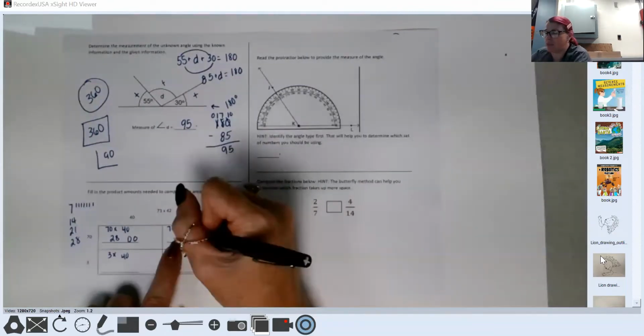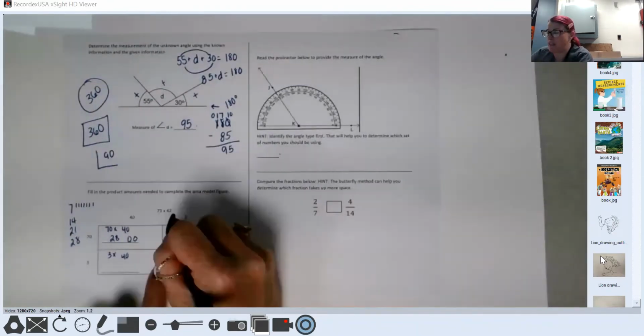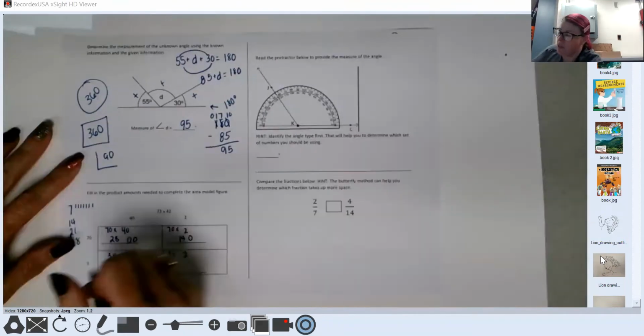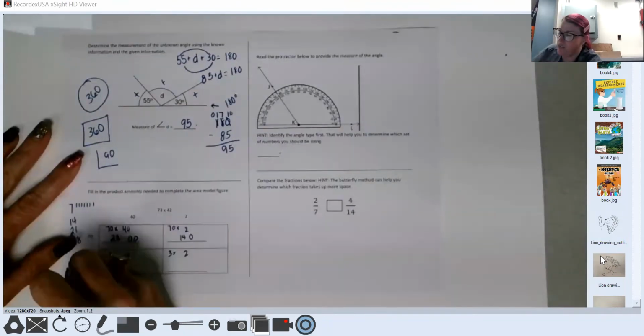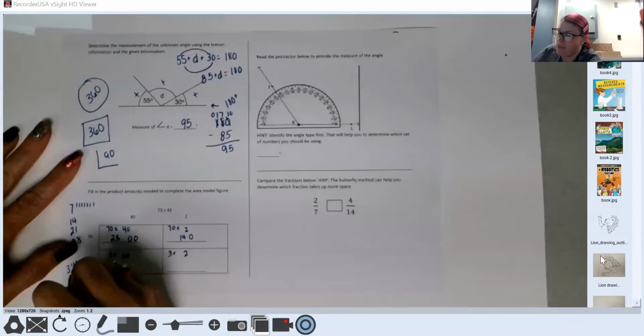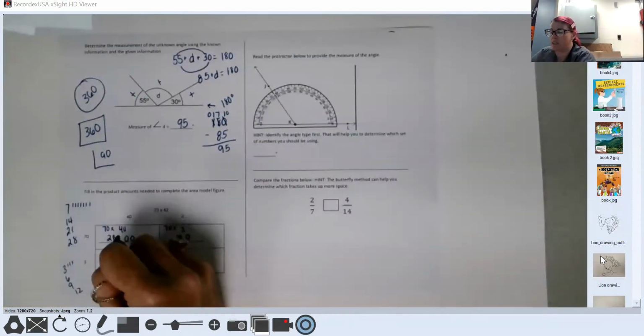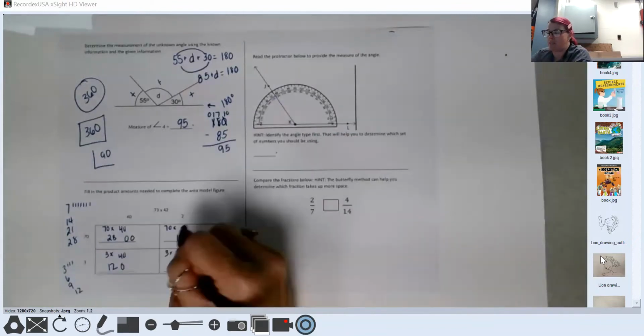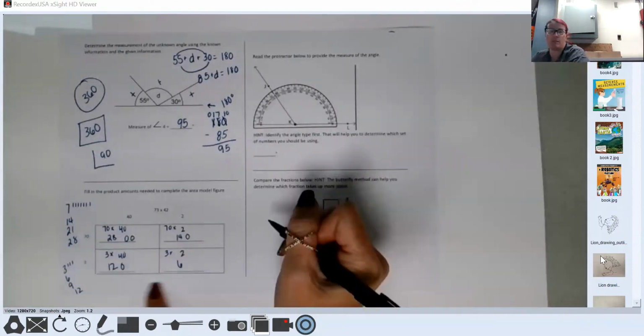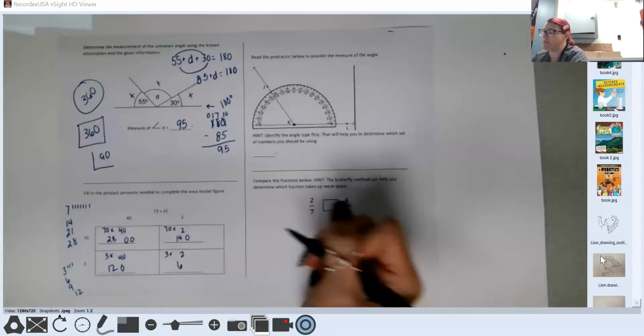Then I have 7 times 2, there's 1 zero, 14. 3 times 4, so I can count 3, 1, 2, 3, 4, 5, 6, 7, 8, 9, 10, 11, 12. 3 times 4, there's 1 zero. And 3 times 2 is 6. That's what I want, those numbers in there. I don't need the sum.